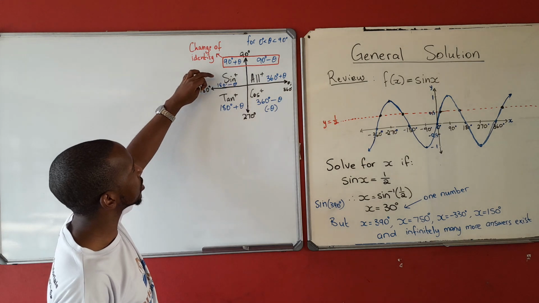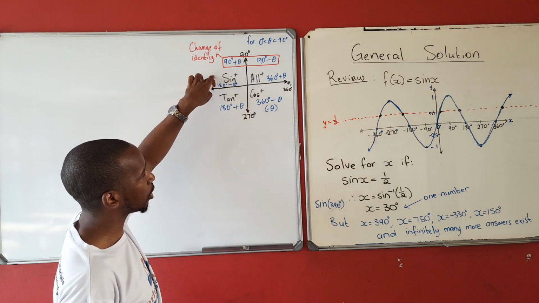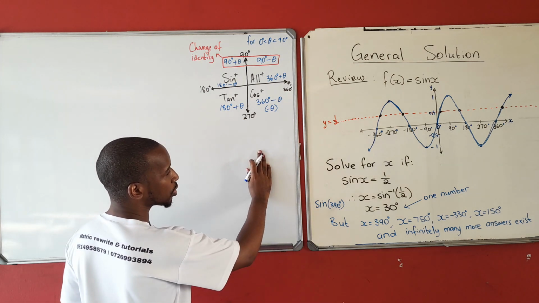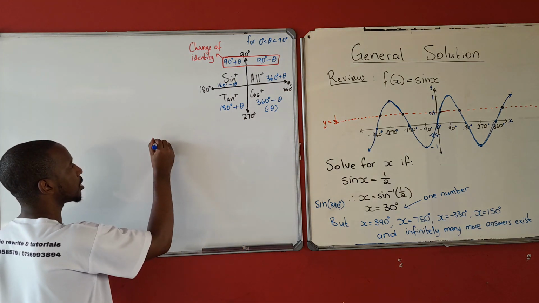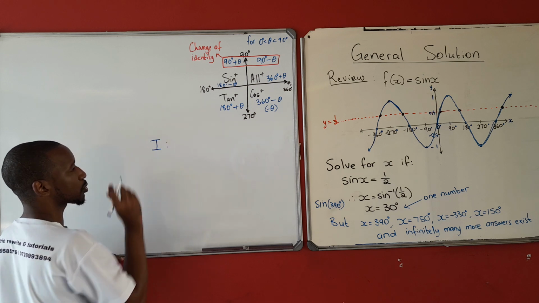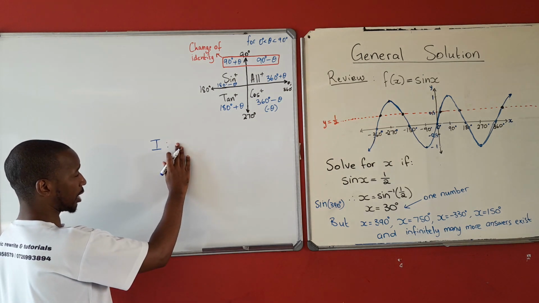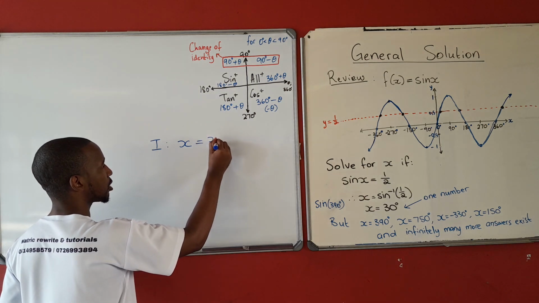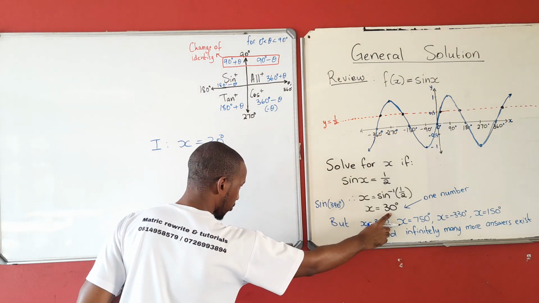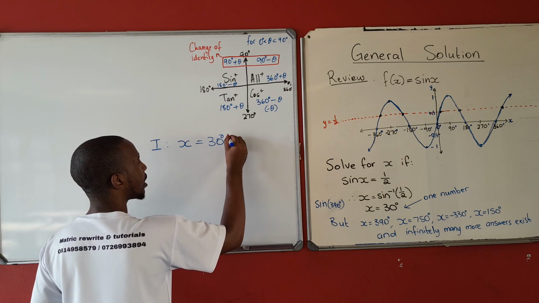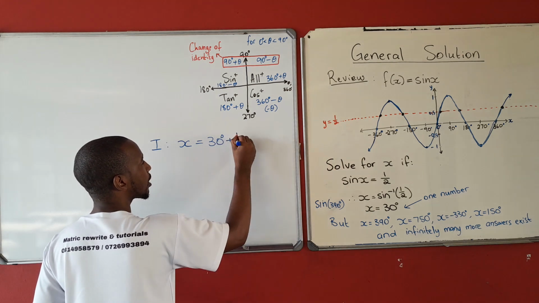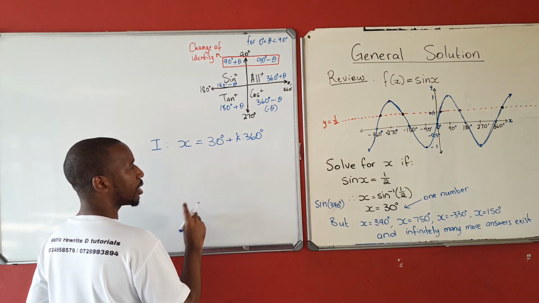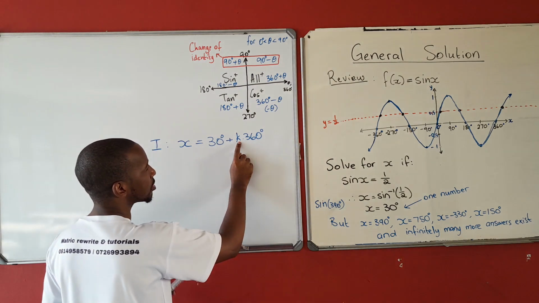Therefore, sign is positive in the first and second quadrant. So that means that we have two sets of solution. The first one is the set of solution from the first quadrant. Now that one can be represented as x equals 30 degrees, which is the answer that we got from there, plus k times 360 degrees. Now, we need to explain what this k is.